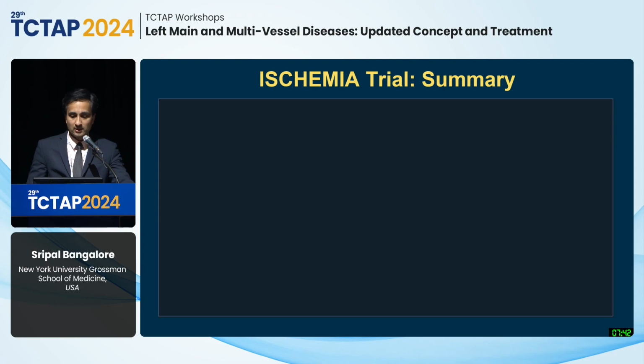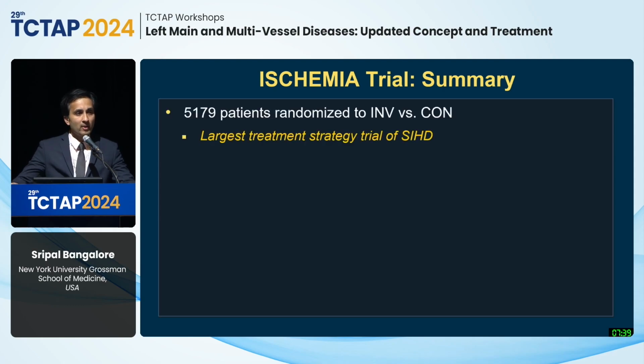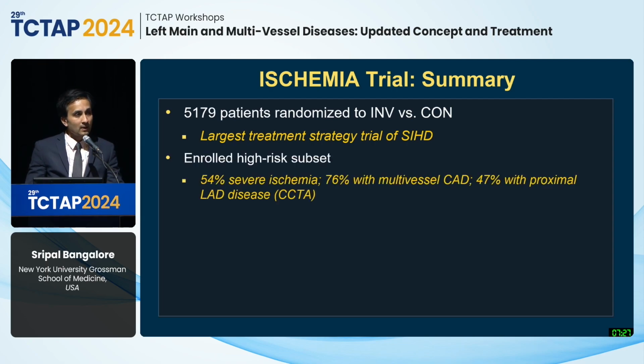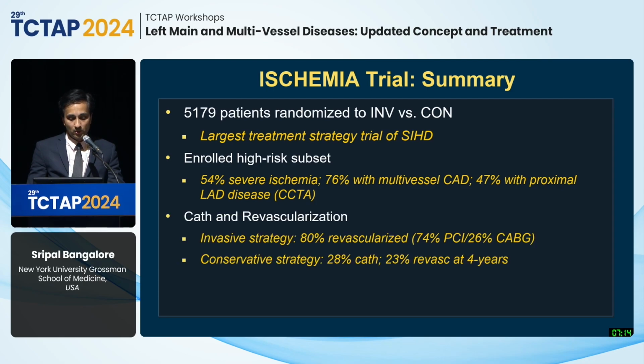Let's just summarize the ISCHEMIA trial. We randomized over 5,000 patients with moderate to severe ischemia. Patients were randomized prior to cardiac cath to an invasive versus conservative strategy, making it the largest treatment strategy trial of stable coronary disease. We enrolled a high-risk group of patients. More than half of the patients had severe ischemia. And since we are talking multivessel disease, three-quarters of the patients had multivessel coronary disease, with half of them having proximal LAD disease on coronary CT.